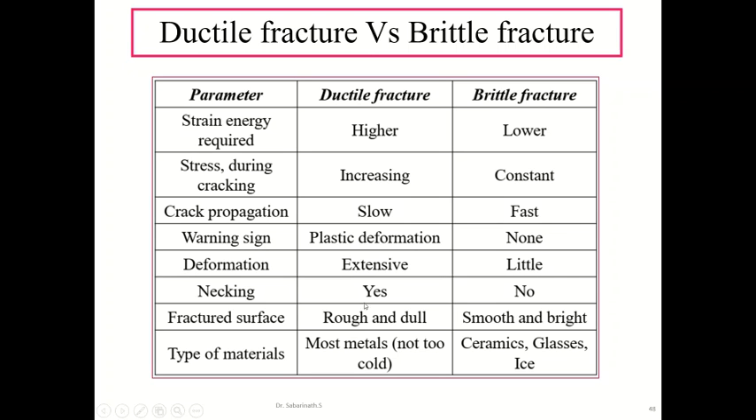So due to plastic deformation, we can observe a necking in ductile fracture, and there will not be any necking in brittle fracture. And the fracture surface will be rough and dull, but in brittle fracture the fracture surface will be smooth and bright. And examples of materials for ductile fracture are most of the metals which are not too cold, and in brittle fracture, as you know, the examples are ceramics, glass, ice, and these are brittle materials which undergo the brittle fracture.